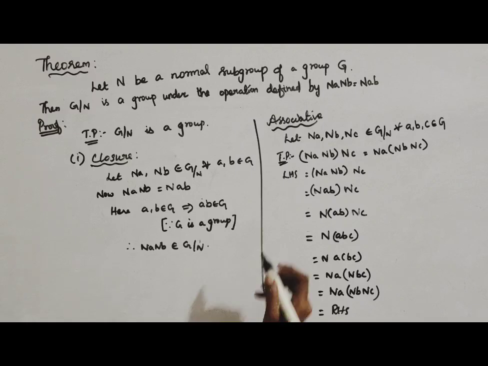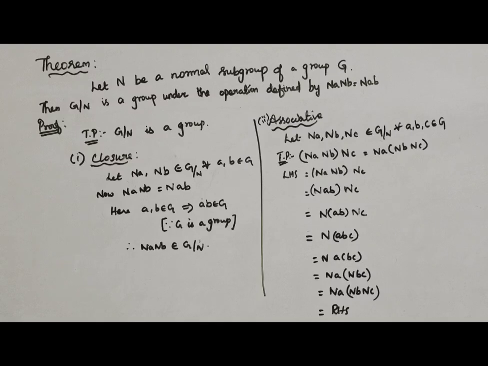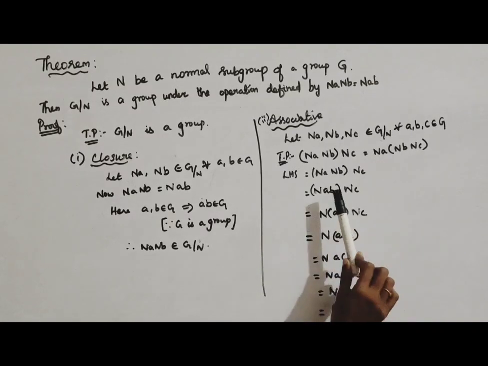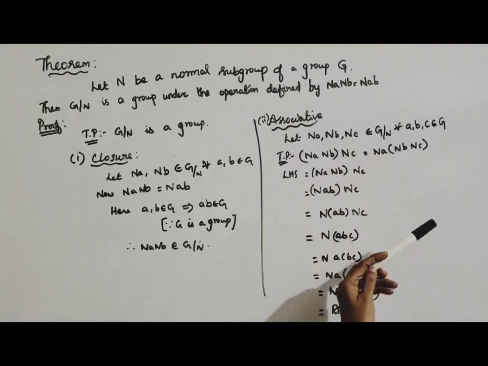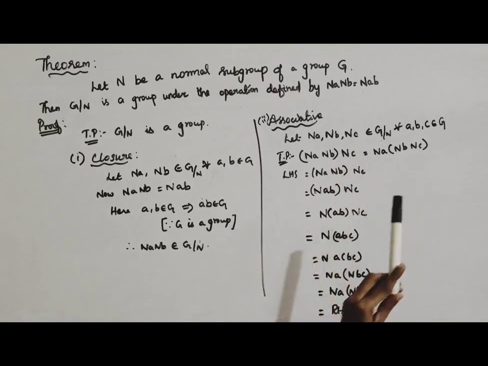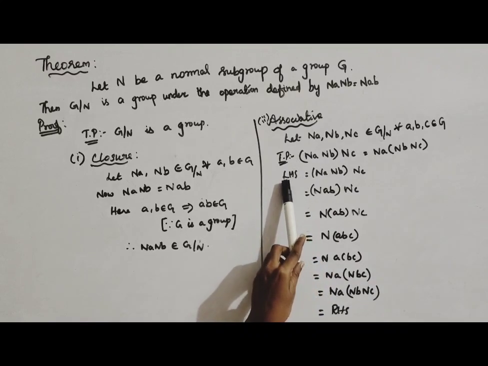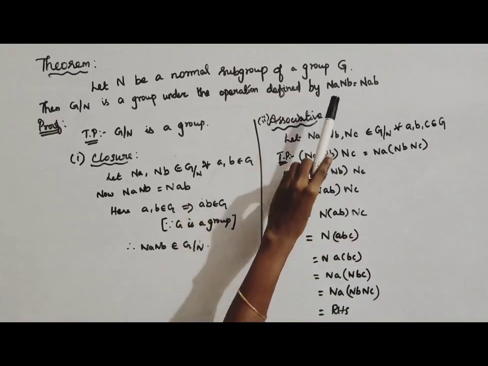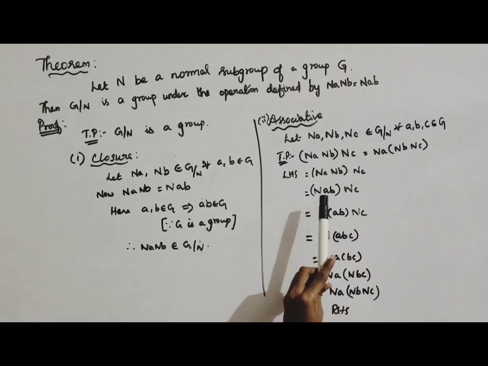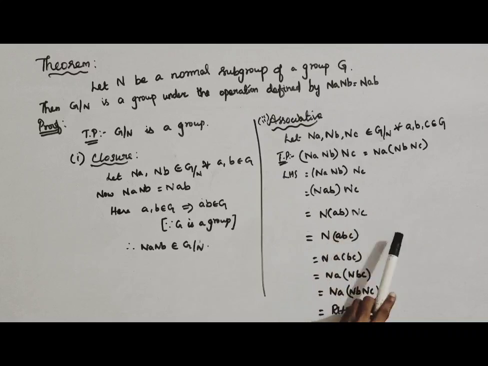Second one is the associative condition. Associative condition means let us take 3 elements from the quotient group G over N. Now we have to prove that (Na into Nb) into Nc is equal to Na into (Nb into Nc). For that, let us take the left hand side, (Na into Nb) into Nc. This NaNb can be written as Nab. Therefore, this can be written as Nab into Nc. That means this can be written as Nabc.